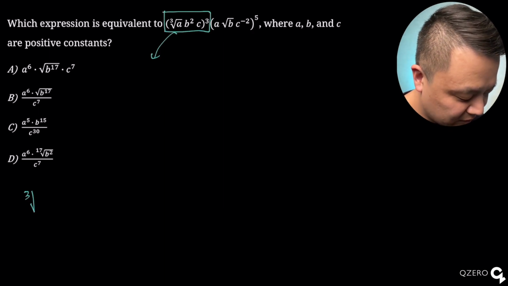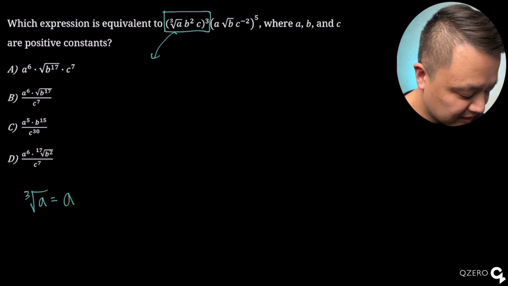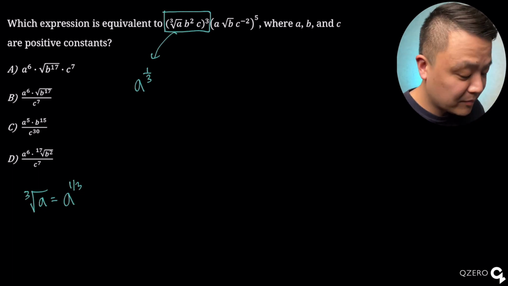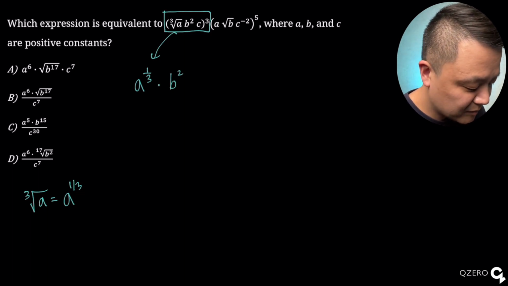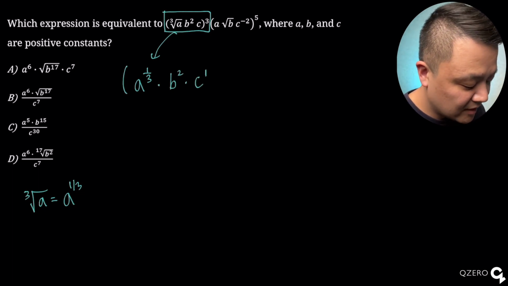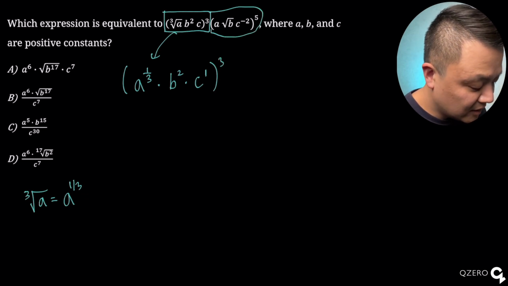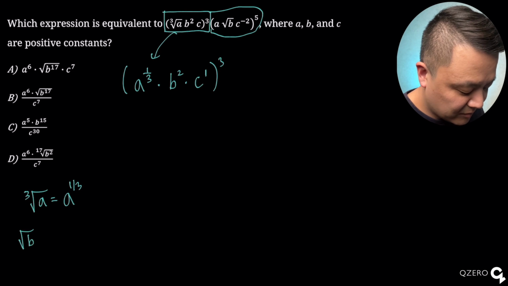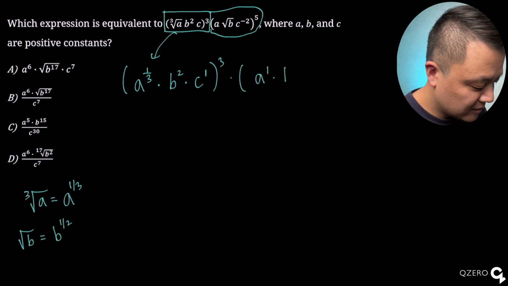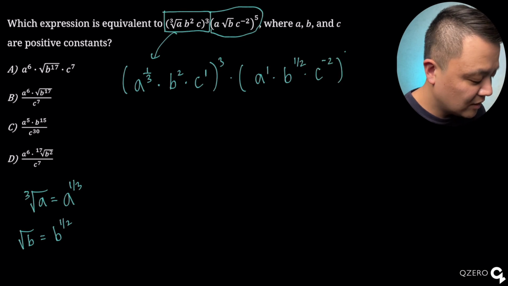Since cube root of a can be rewritten as a to the power of 1/3, you can write down the stuff within the parentheses as a to the power of 1/3 times b to the 2, and c is just c to the power of 1, and all the way to the power of 3. Let's do a similar job on the second factor. Since we have square root of b, it's nothing but b to the power of 1/2. We have a to the power of 1, b to the power of 1/2, and c to the power of -2, and all to the power of 5.